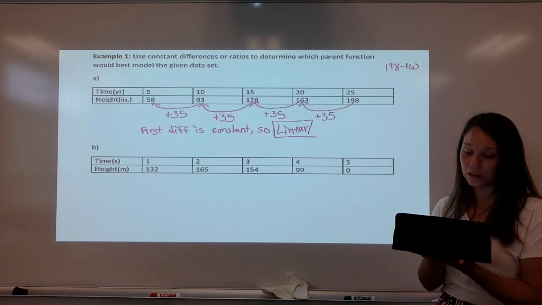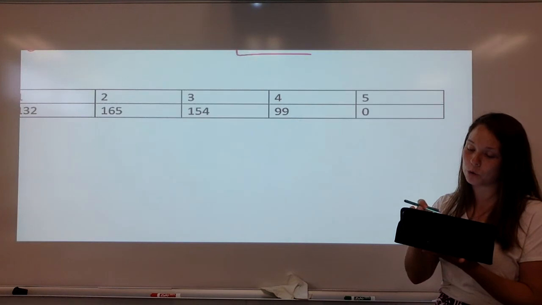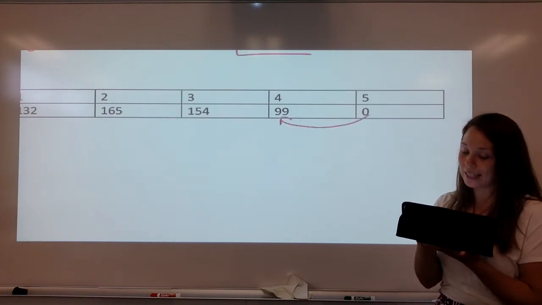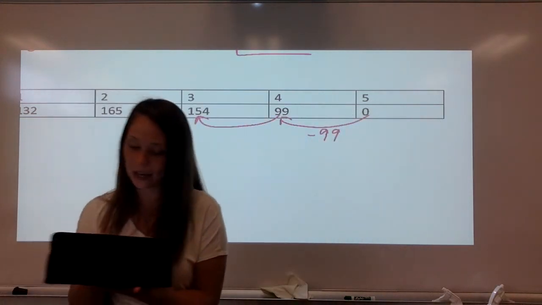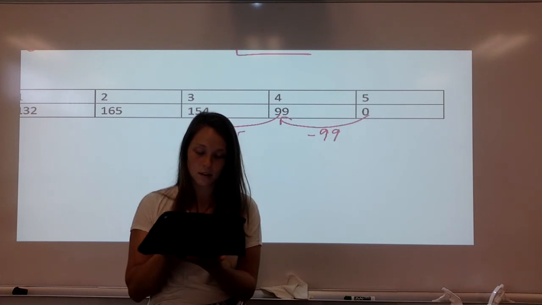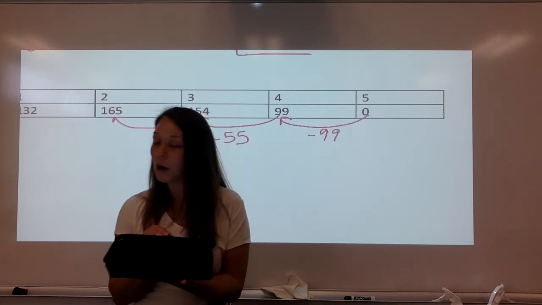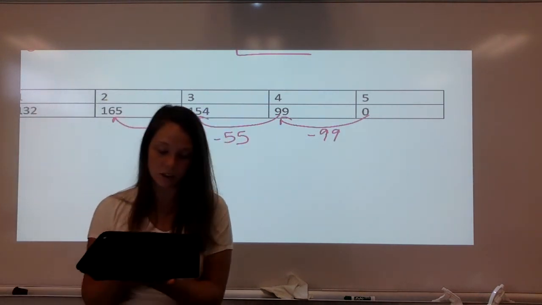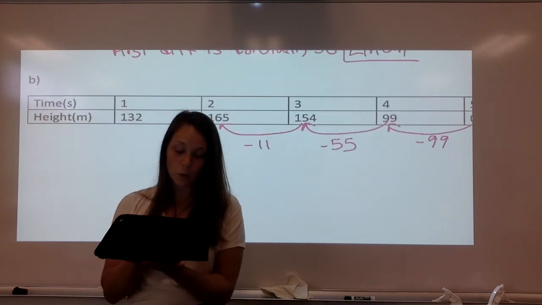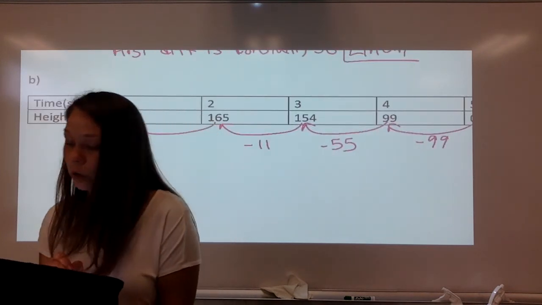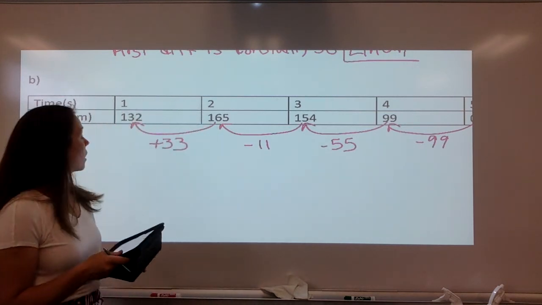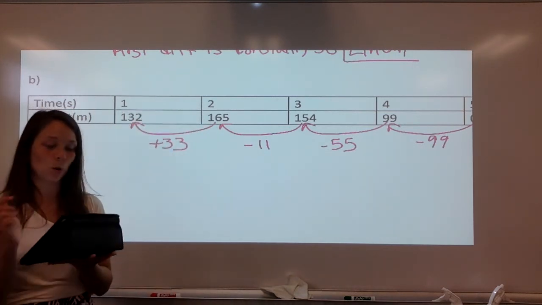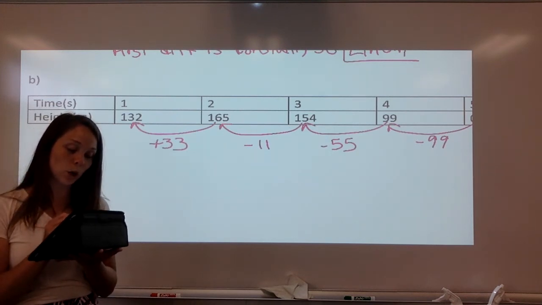All right, so hopefully you've given part B a try on your own. We're going to take 0 minus 99, which is negative 99. 99 minus 154, which is negative 55. 154 minus 165 is negative 11. And 165 minus 132 is a positive 33. They're not the same the first time through, which means we're going to go through this process again.